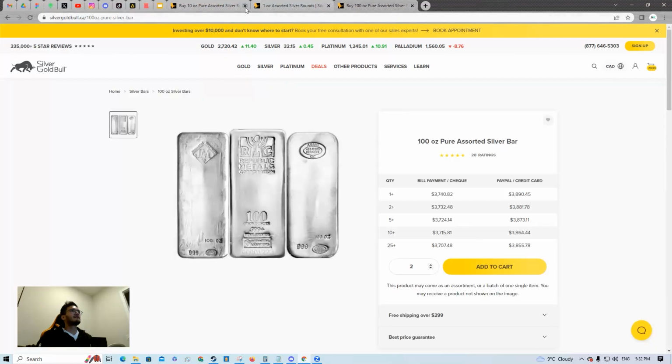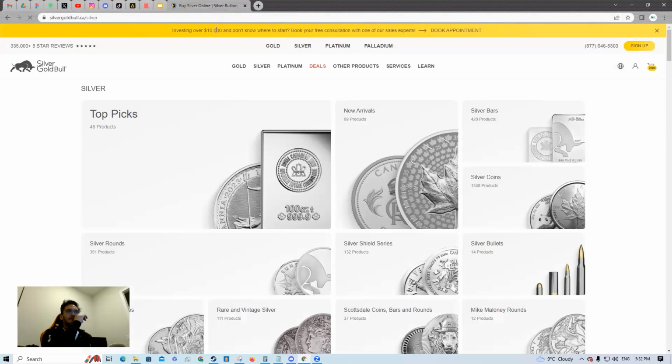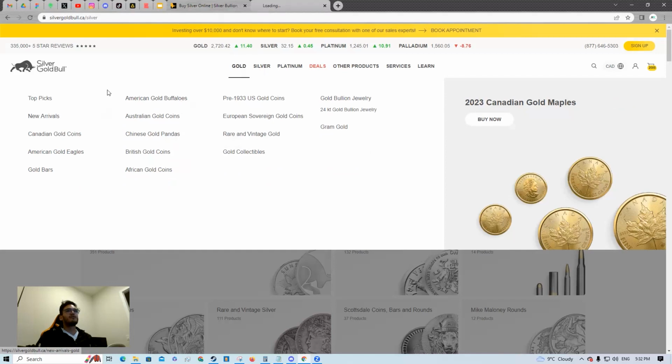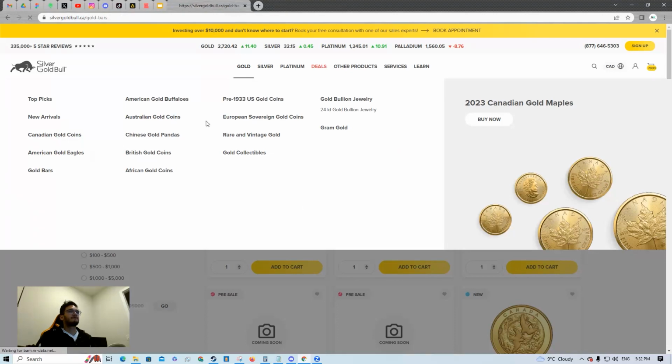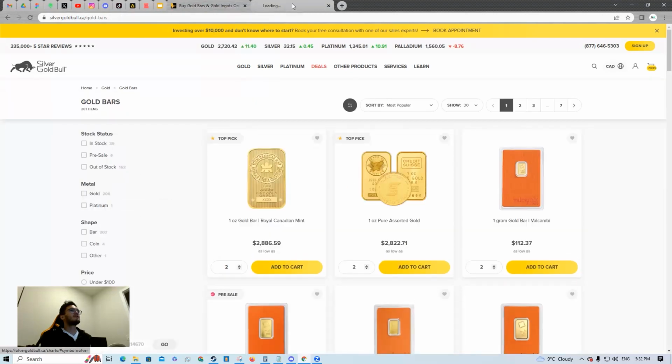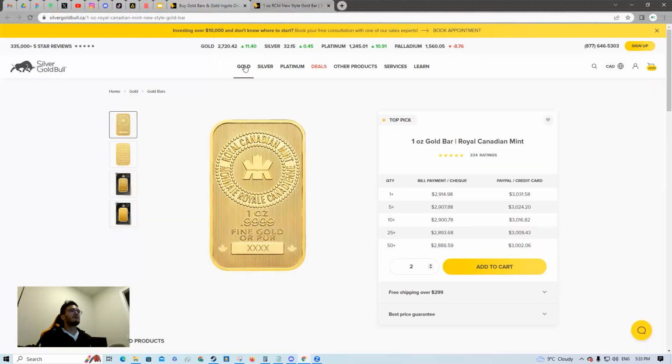Now let's do some gold calculations. Let me just close my tabs. And let's pull up some gold bars. Awesome. So let's pull up the Royal Canadian Mint gold bar. And again, the math is the exact same. So you're going to take the price, so 2914, minus spot price. And what we can see is that our premium is $194.56 above spot price.